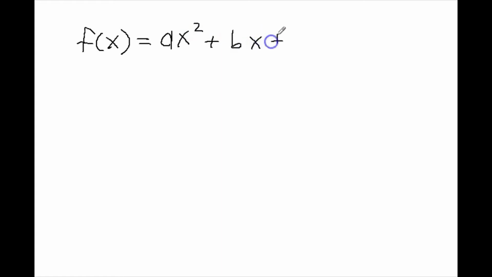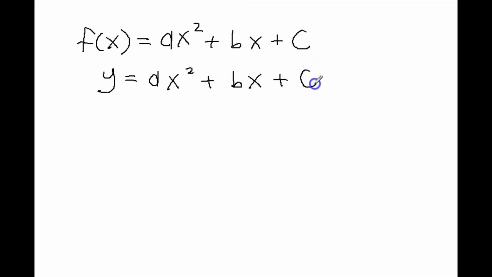The standard quadratic function is given by f of x is equal to ax squared plus bx plus c, where a, b, and c are numbers. You can also write it as y is equal to ax squared plus bx plus c. When you graph this, you will have a parabola. So a parabola might look like that if it opens up. It might look like this if it opens down.